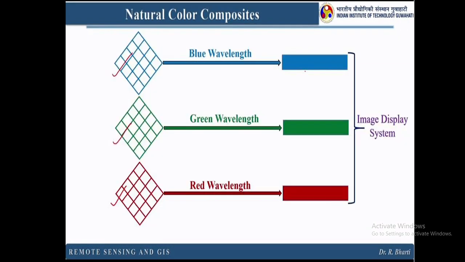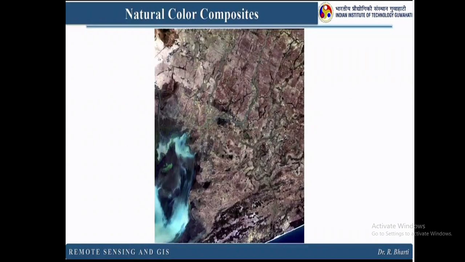Then we have the natural color composition. In natural color composition, we never change any color composition or any wavelength. The blue wavelength is shown as blue color, the green wavelength as green color, and the red wavelength as red color. In the image display system, the natural color composite never changes the color combination.